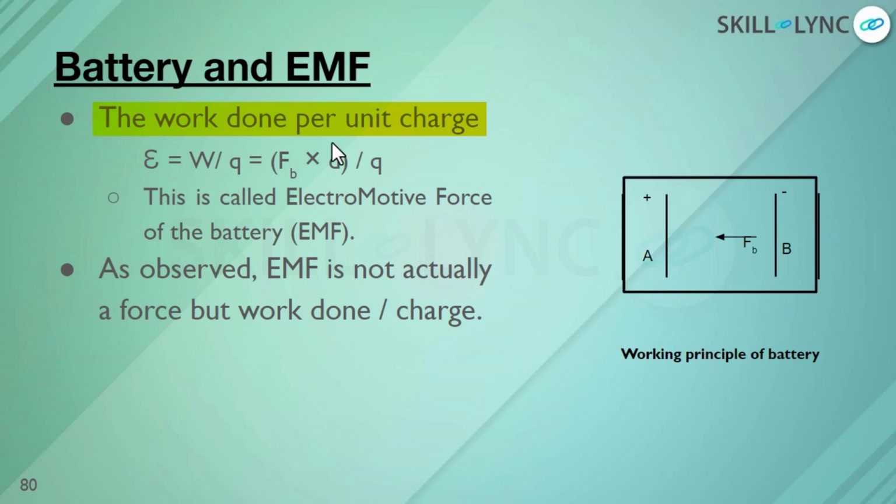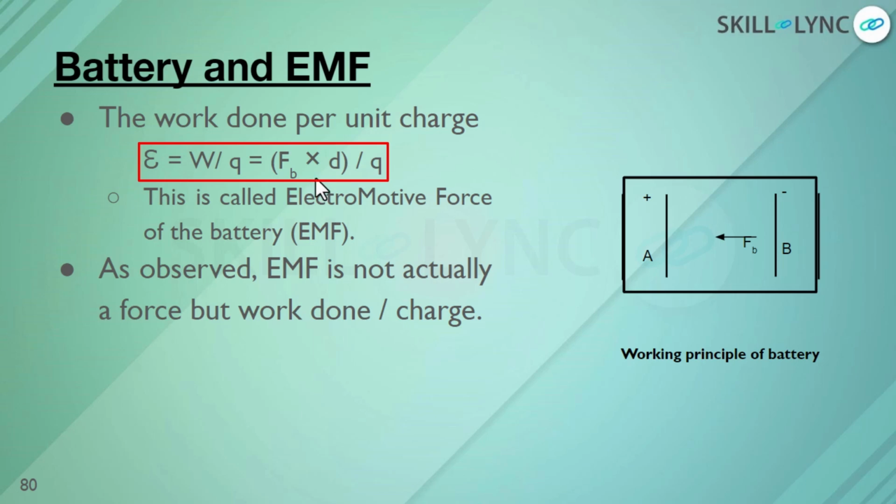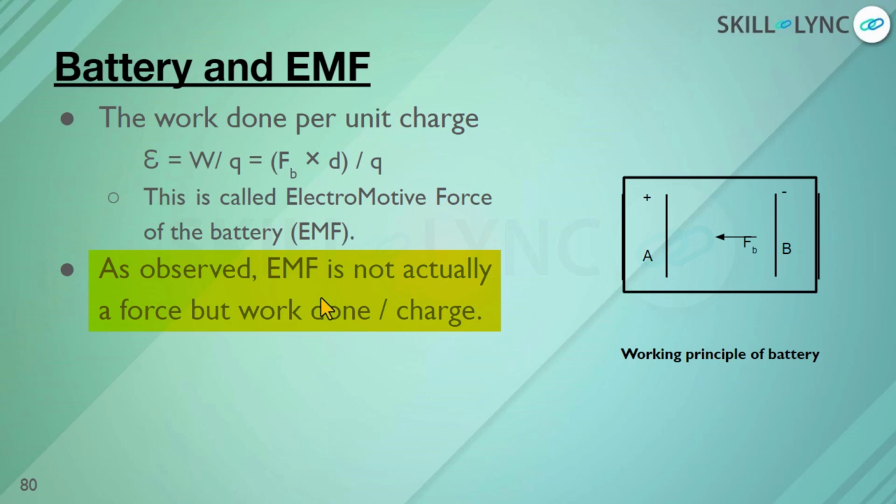The work done per unit charge can be written as E is equal to work done upon Q, where Q is the unit charge. Work done we have already studied in the previous equation, that is equal to Fb into d. Therefore, we can write work done per unit charge as E is equal to Fb into d upon Q. This is called the electromotive force of the battery, or in short, EMF. As observed, EMF is not actually a force, but it is actually work done per charge.